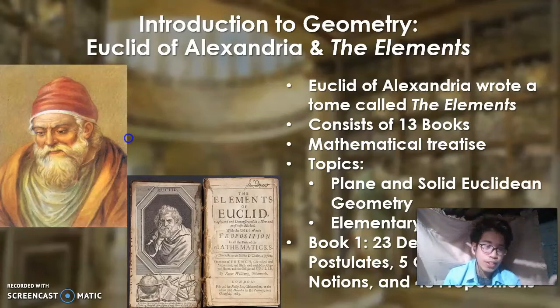Okay, so of course it was written in Greek, the language of Euclid, and it was translated into English. So 23 definitions, 5 postulates, 5 common notions, and 48 propositions. I'll give you the link in the description below this video.